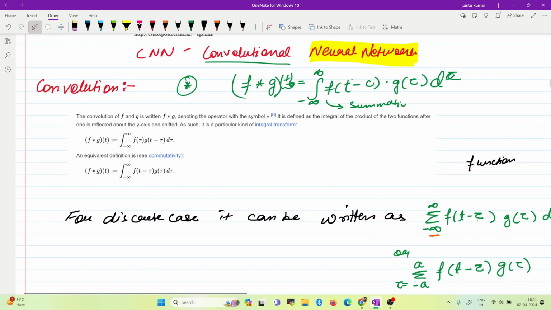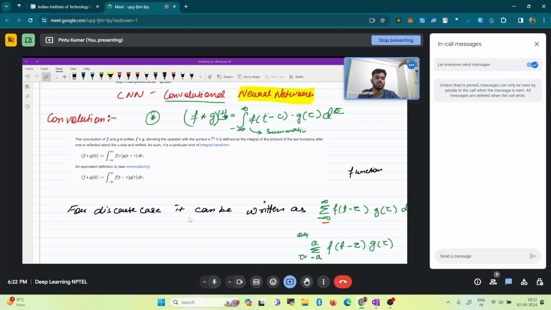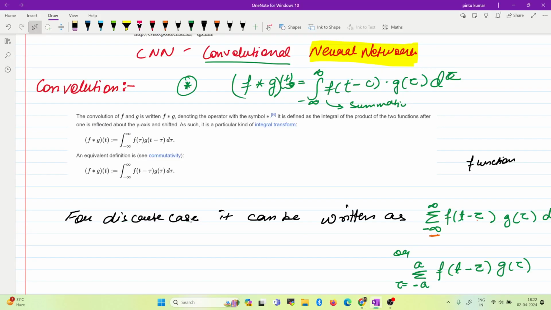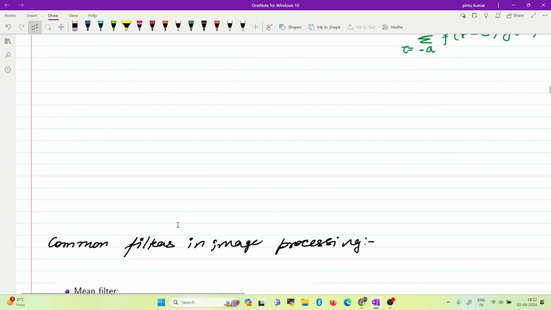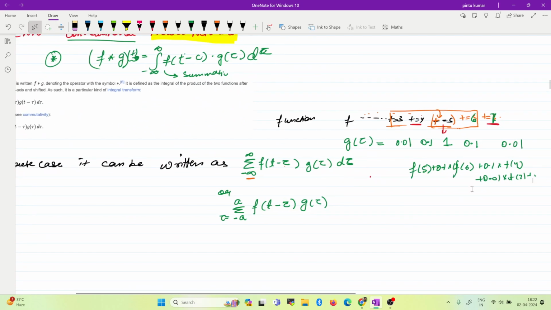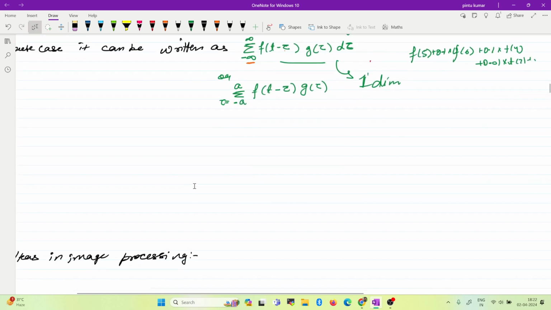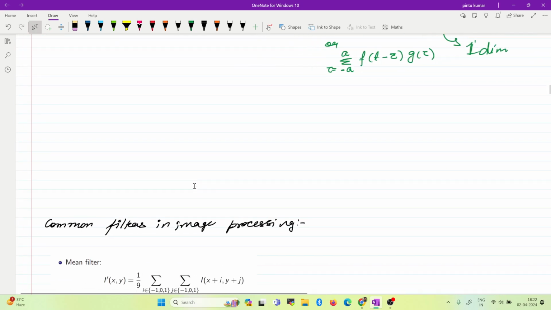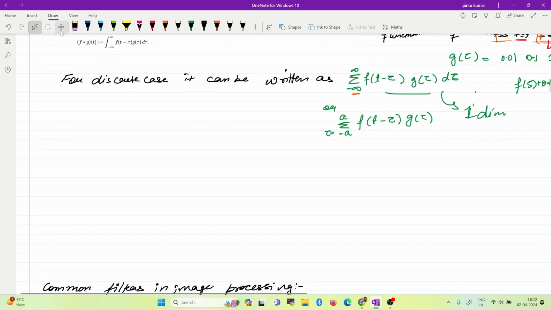Okay, so we want to replicate something similar for a 2D image. That's why this particular algorithm is known as convolutional neural networks. Whatever formula I had written is just for the one-dimensional case. So how do you extend it to a two-dimensional case? We'll look at how we can extend it to a two-dimensional case.